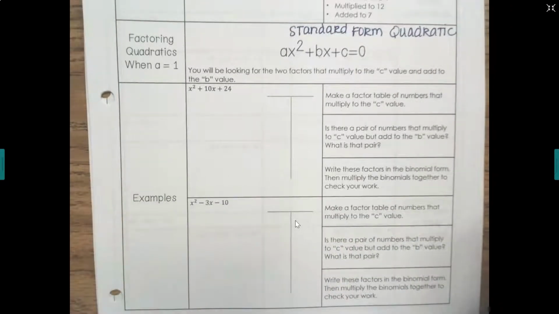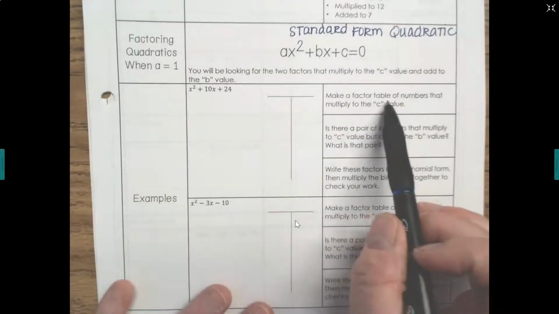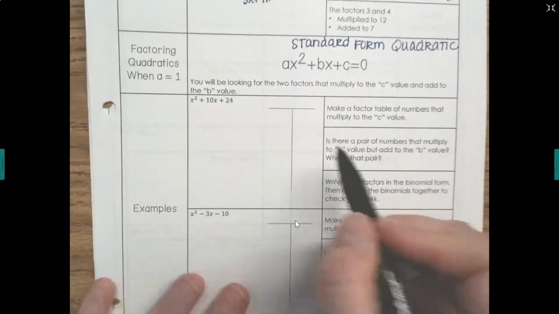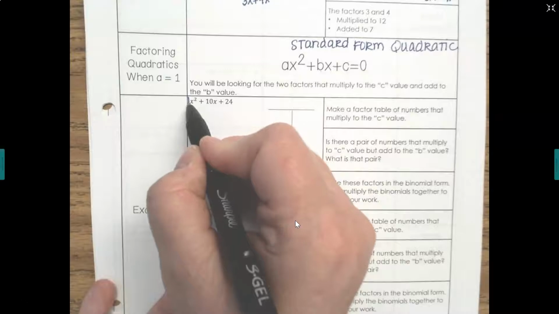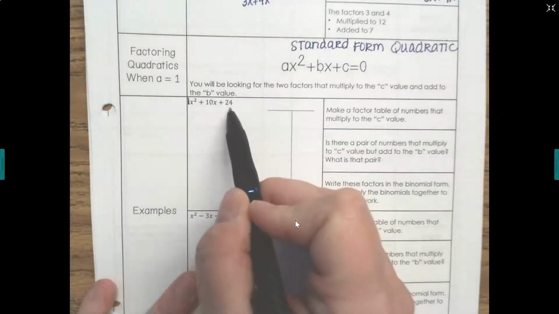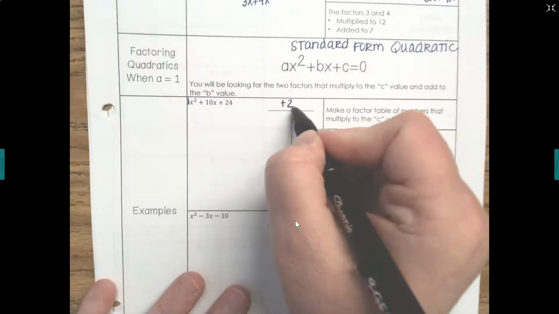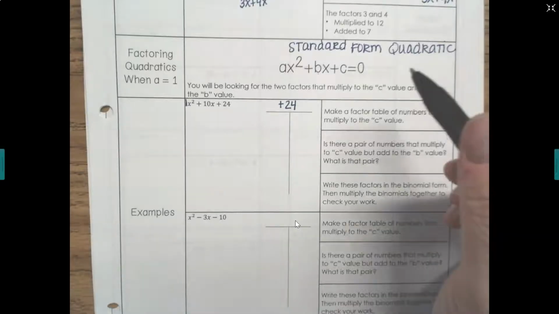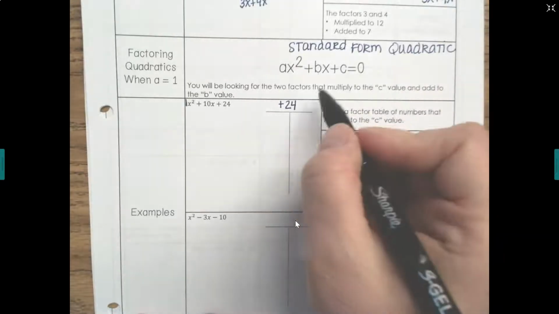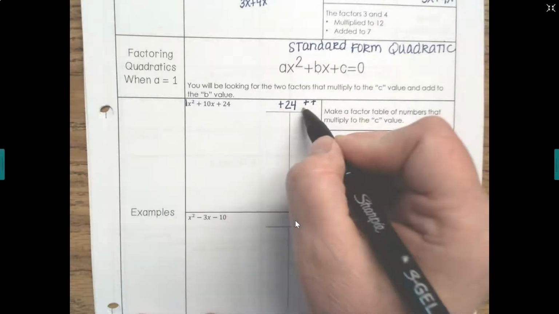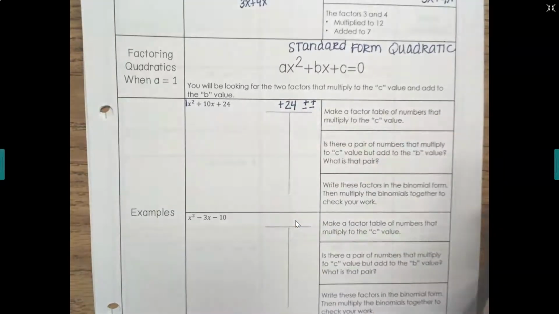Okay, so let's take a look. We're going to make a factor table of numbers that multiply to find the c value. So our c value here is 24. Our a value, we can't really see it, it's a 1. It's one of those understood ones. B is 10 and c is 24. So we want to have numbers that multiply to a positive 24. Now, you've got to think about signs here too. To have a positive number through multiplication, you've either multiplied two positive numbers together or you've multiplied two negative numbers together. So we've got to keep that in mind while we're going through here.